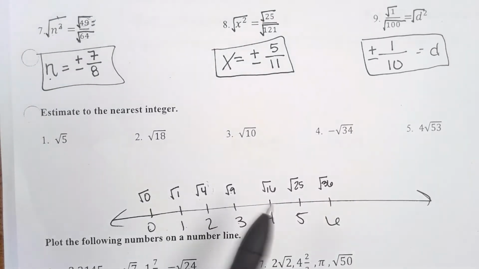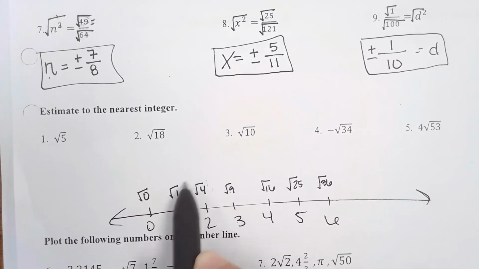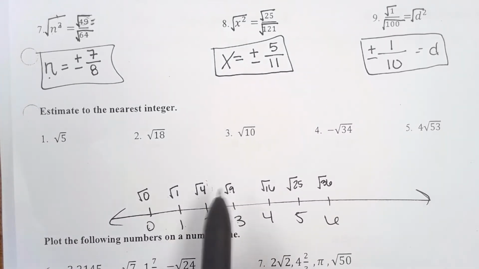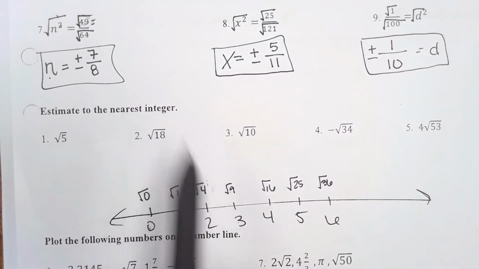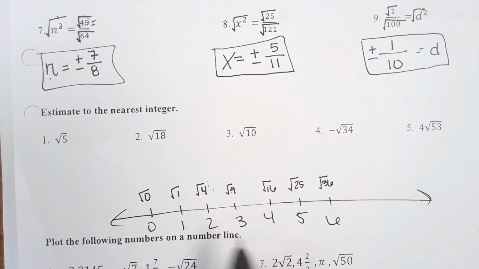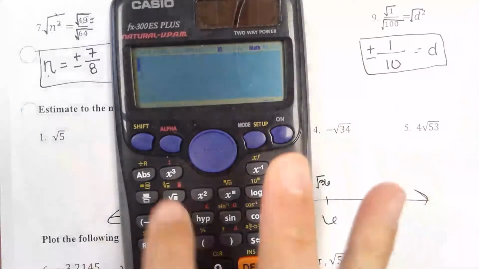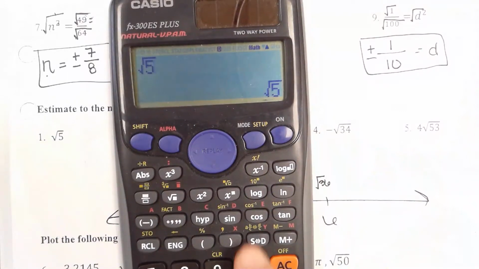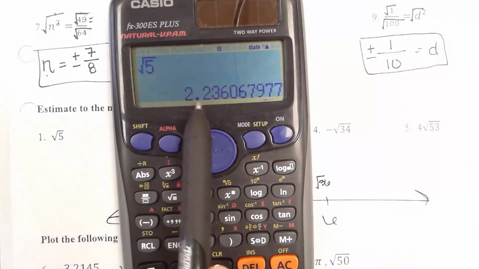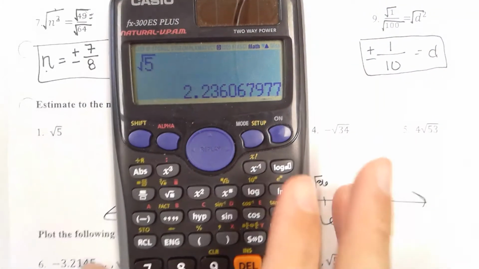Okay, sorry about that. So the square root of 5 is closer to the square root of 4 than the square root of 9. So if I were to round this to the nearest integer, I'm going to assume that my integer is going to be 2. And then I can double check that with my calculator here. So when I take the square root of 5, I get 2.2, and I would round it down to 2.